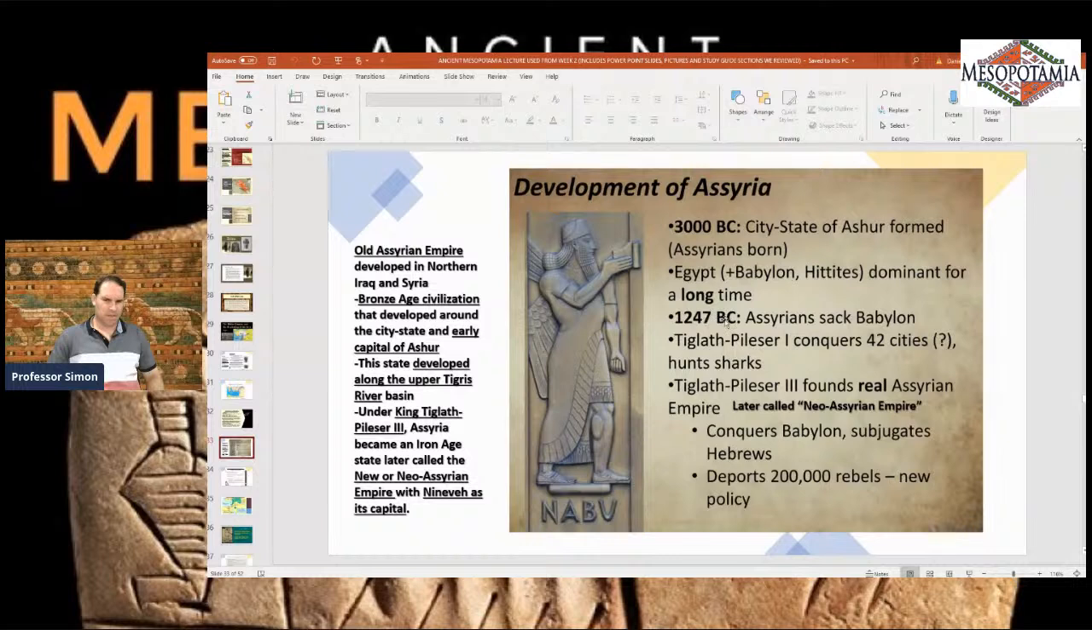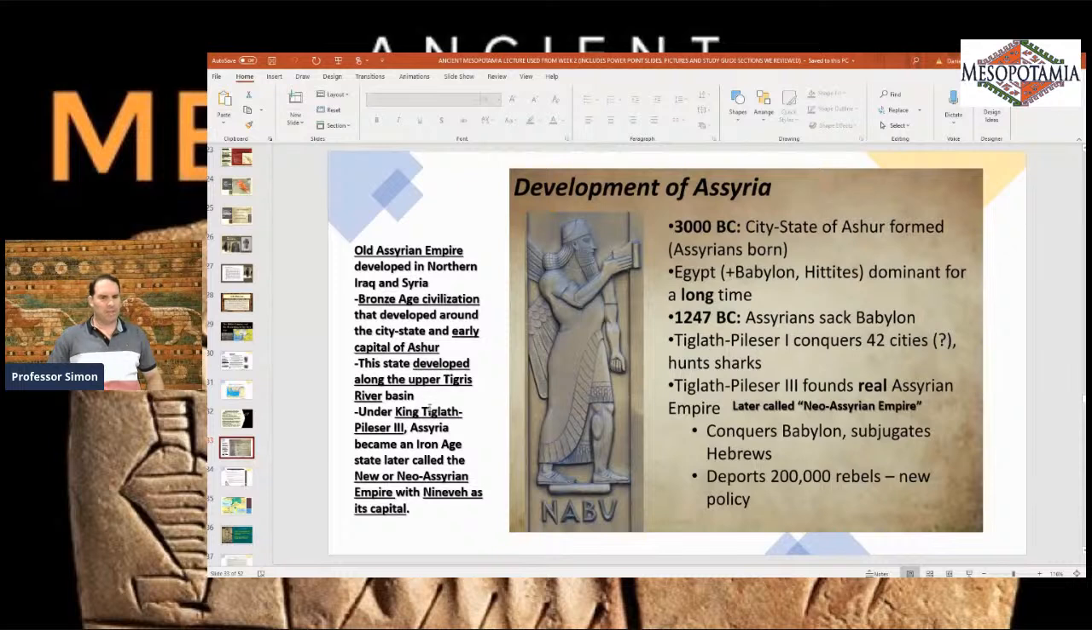You can even see here that the Assyrians sacked Babylon in the 13th century. But they did start out as a Bronze Age culture originally. The Old Assyrian Empire was a Bronze Age period in history, which goes for about 1,000 to 2,000 years, down to about the 10th, 11th century. They are situated up in the upper Tigris Basin.